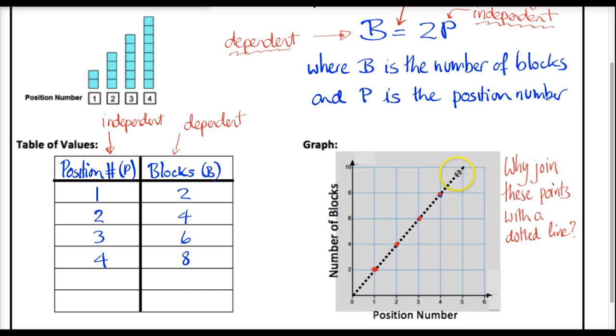You can see in this example that the line connecting the data points together is a dotted line, and I've asked this question, why join these points with a dotted line? The reason is that the data here is what we call discrete data. We can't have a position number in between 1 and 2. We've just got position number 1 and position number 2, and there's nothing in between. That's called discrete data as opposed to continuous data. With discrete data, we use a dotted line to connect the points, or we don't connect the points at all. Sometimes you'll see it like that.